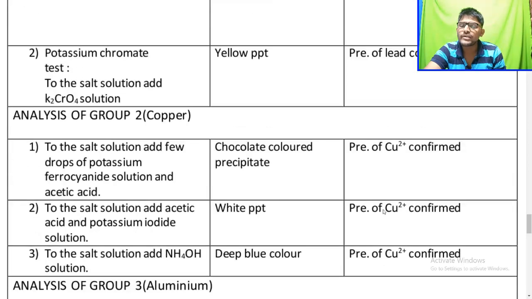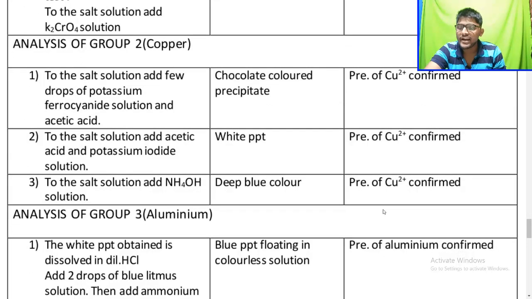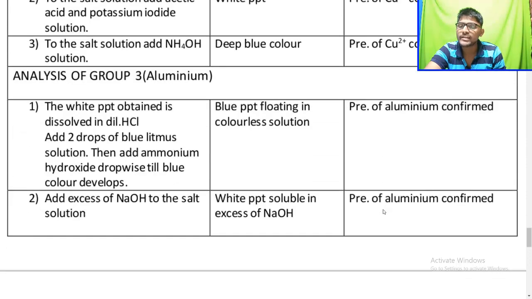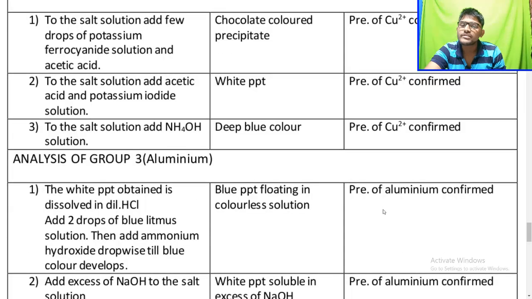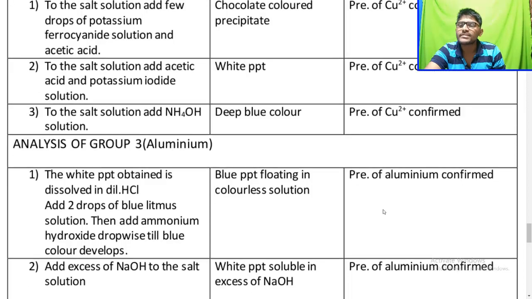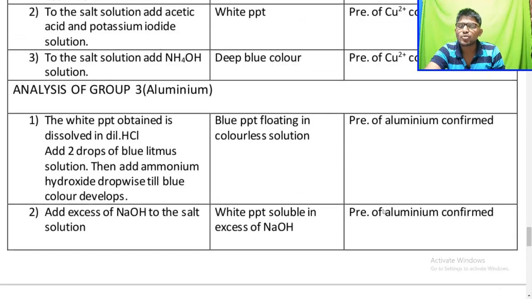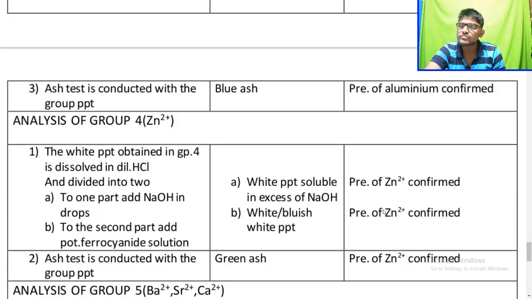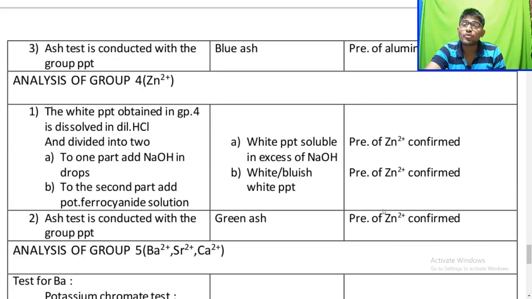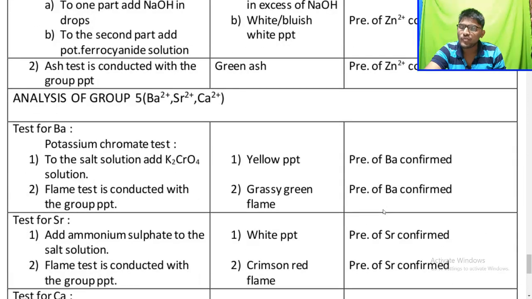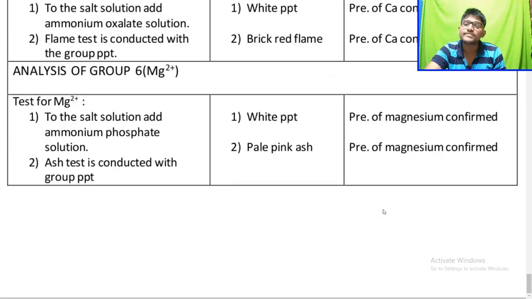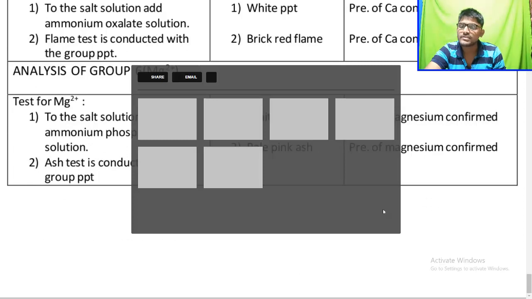Analysis of group 2 is discussed in this section, and as I told you, you have to heat it up and then get into the other solution. This has all been explained in detail in this part. Analysis of aluminium is referred to in 2 sections, so you can refer to this. Analysis of group 4 Zn, analysis of group 5, and analysis of group 6 are discussed in detail in this section.